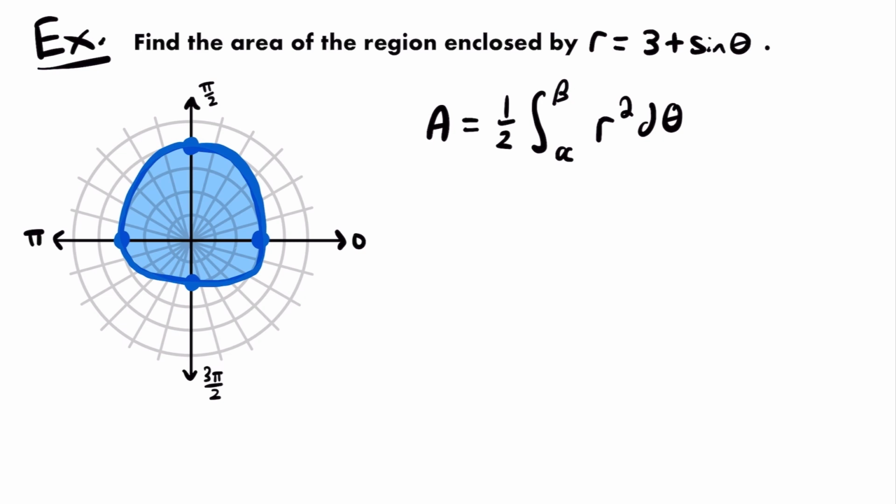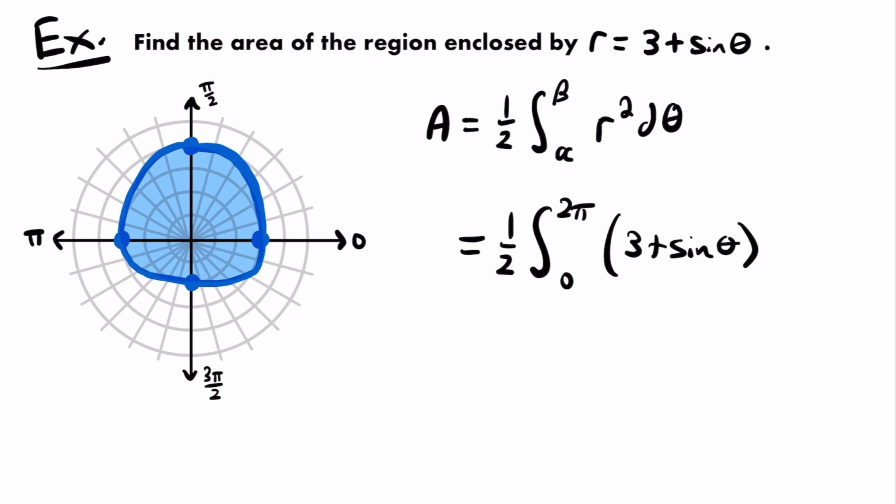So we will have that the area is equal to 1/2 times the integral from 0 to 2 pi of r squared, where r is 3 plus sine theta. So we will have 3 plus sine theta squared times d theta. Okay, so this definite integral represents the area enclosed by this polar curve.